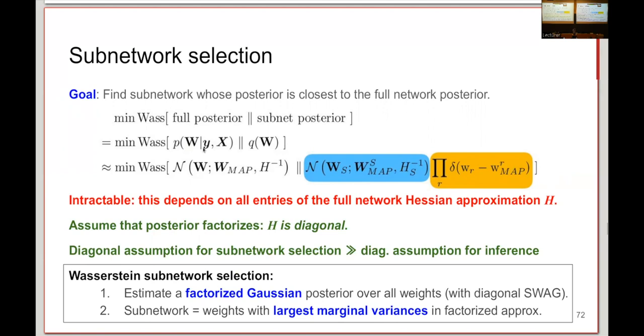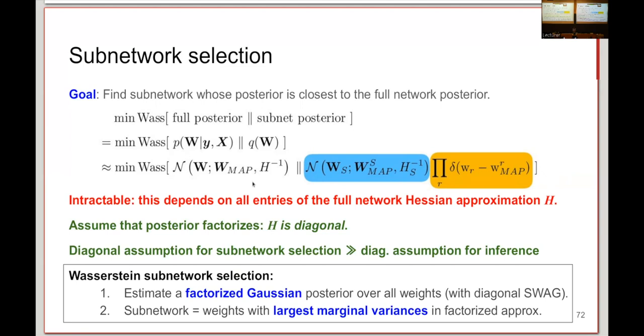And here, what we are going to use for our approximation is a diagonal approximation. It's not the diagonal Laplace; we're going to use a diagonal approximation. It's a factorized approximation. And we have said before that these factorized approximations don't work that well, at least in the case of mean field variational Bayes, it was not working so well with neural networks.